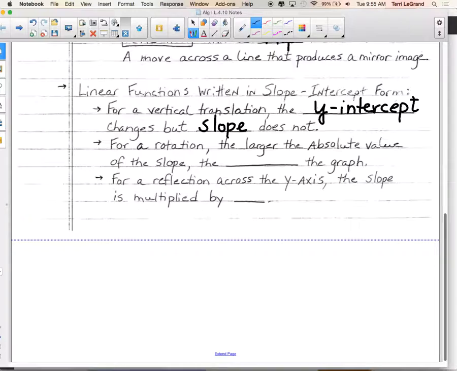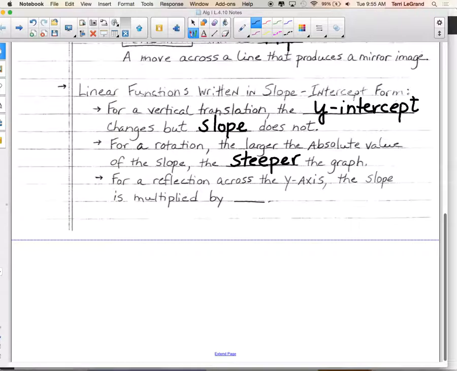Well, let's check out Devin's. He said, go to y sub 3, put in 10x. He says, I want a slope of 10. It's way steeper. Is it way steeper? Yeah, it is, isn't it? Okay, so what are we going to say here? For a rotation, the larger the absolute value of the slope, the steeper the graph. Yeah, the steeper that line's going to be. And when we describe rotations, we have to talk about the steepness compared to what it was before it rotated.